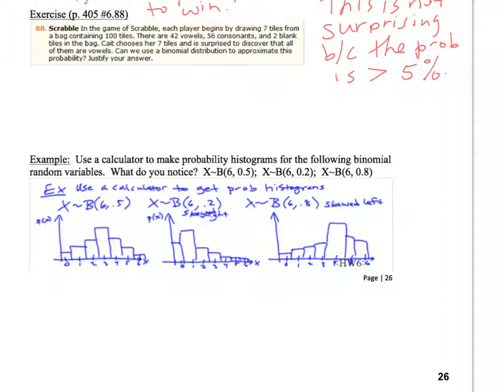Can we use a binomial distribution to approximate this probability? Justify your answer. Okay, so B for binomial, we either have a vowel or no vowel. I for independent, well, we are sampling without replacement, so the independence condition fails. But because the size of the population, 100 tiles, is more than 10 times the size of the sample, 7 tiles, maybe we're willing to forgive that sampling without replacement idea. So let's calculate this probability.